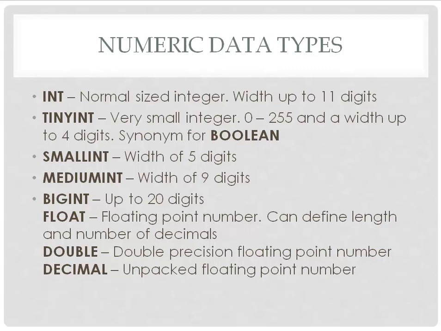We also have a float, which is a floating point number and can define length and number of decimals. Okay, so you can define those things. Double is a double precision floating point number, and then a decimal is an unpacked floating point number. So that's what we have for numeric data types.